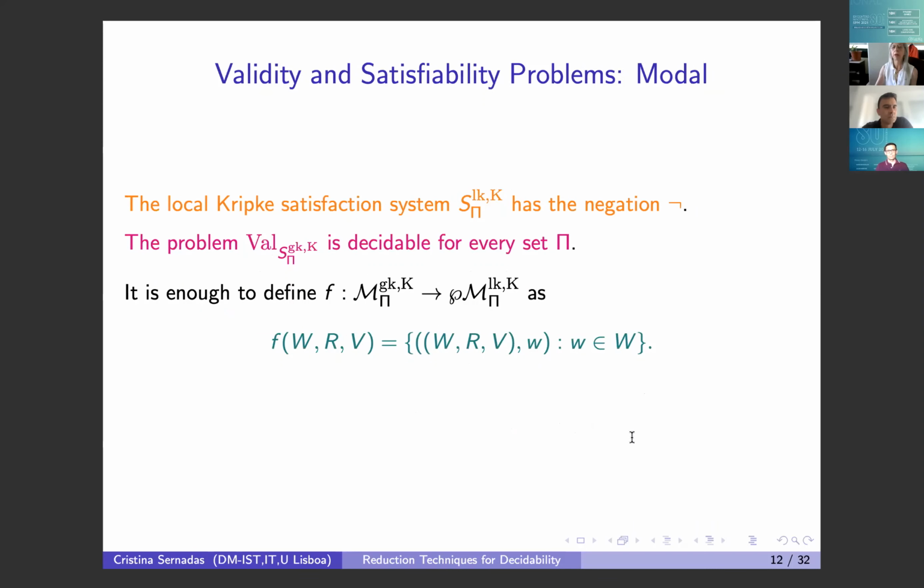And so in this case, you can actually define a very simple map from the global to the local by saying that when I take the image by F of a Kripke structure, I have to put on the other side the same Kripke structure with every possible element in W. So you fulfill the conditions that you have before. Moreover, the local satisfaction system of modal logic K has negation. That is not the case with the global satisfaction system of modal logic. And so you can infer that since this satisfaction system has a satisfiability decision problem which is decidable, so will be the validity over global modal logic.